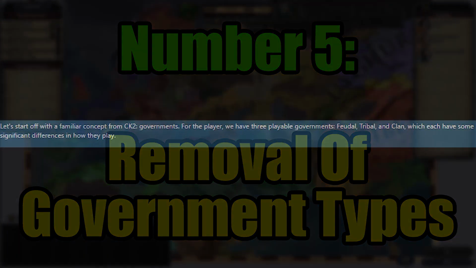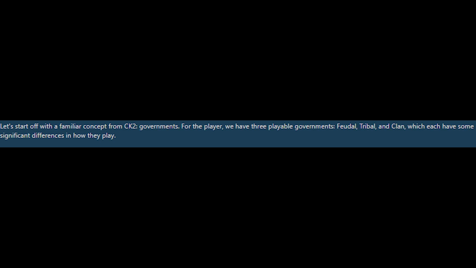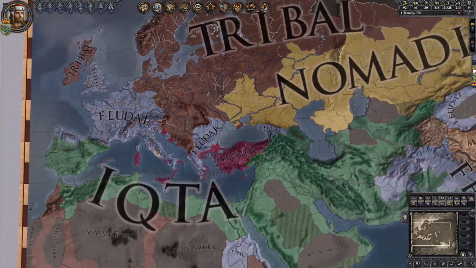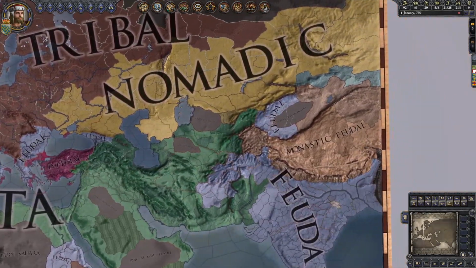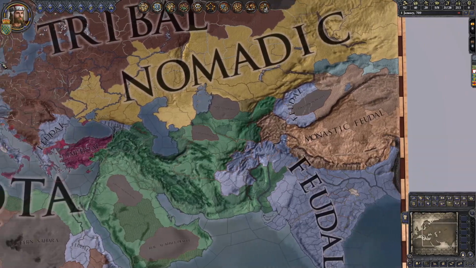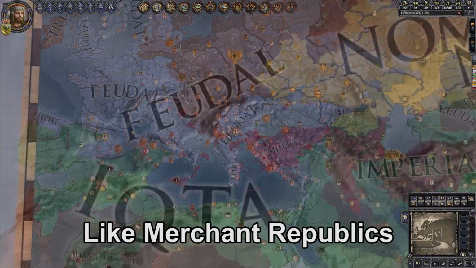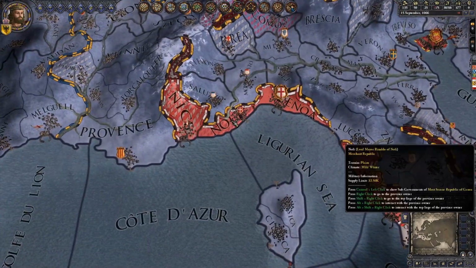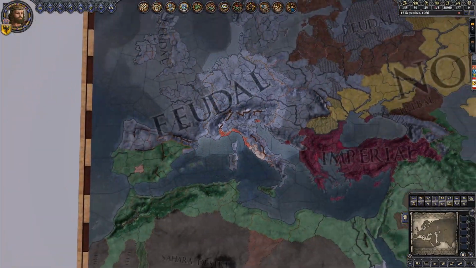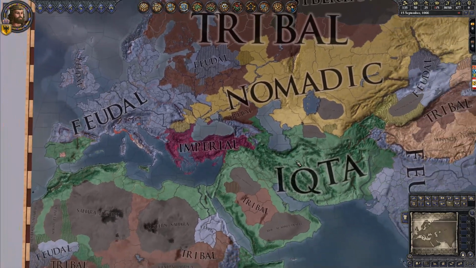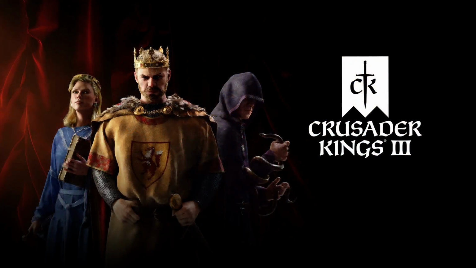Starting off, in the dev diaries they talked about how there are only 3 government types, which are slightly different, but they're feudal, tribal, and clan. Unlike in CK2, where you have a variety of different government types from the Byzantine to a series of others, CK3 will only have just these 3 set, which can be slightly modified, but they will be missing these imperial government types.